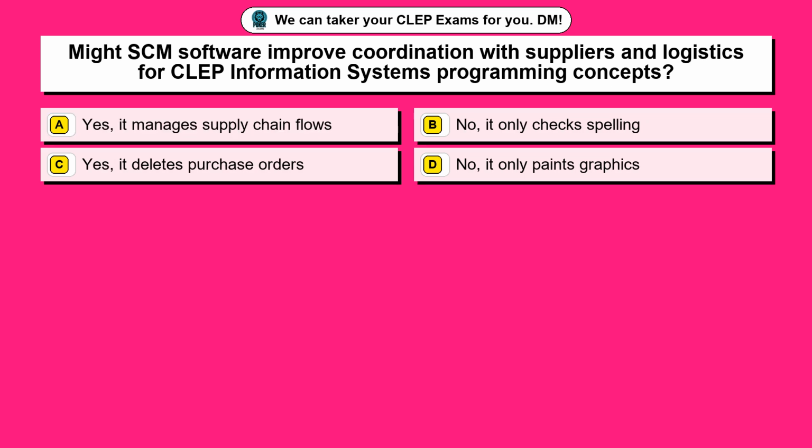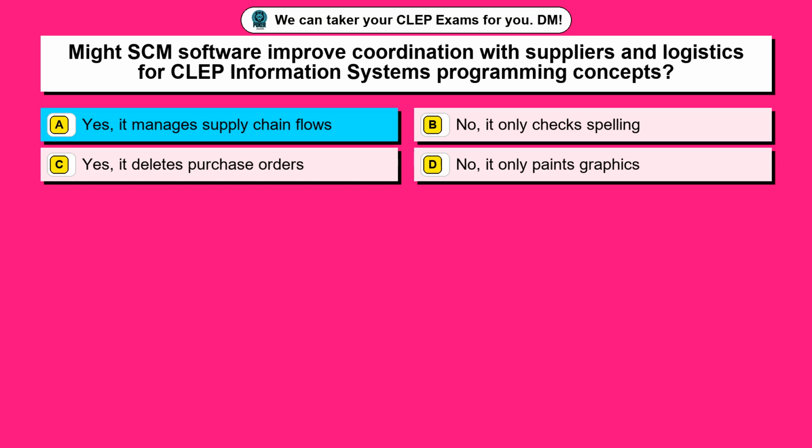Might SCM software improve coordination with suppliers and logistics for CLEP Information Systems programming concepts? Option A. Yes, it manages supply chain flows. Option B. No, it only checks spelling. Option C. Yes, it deletes purchase orders. Option D. No, it only paints graphics.